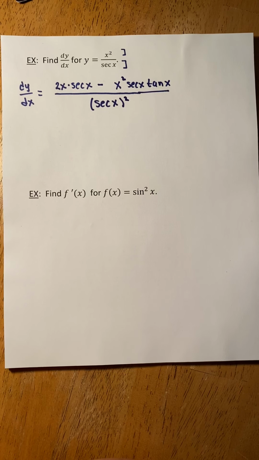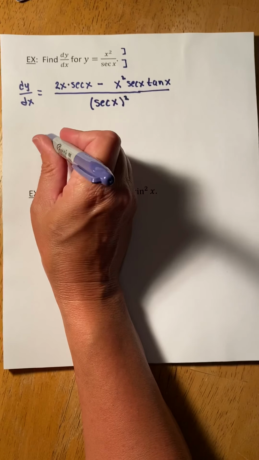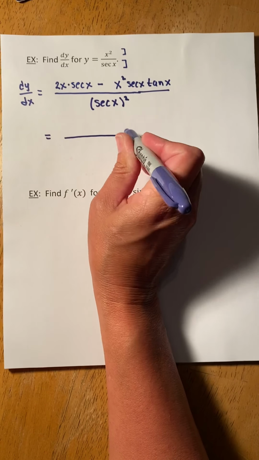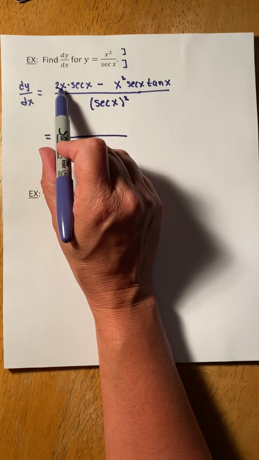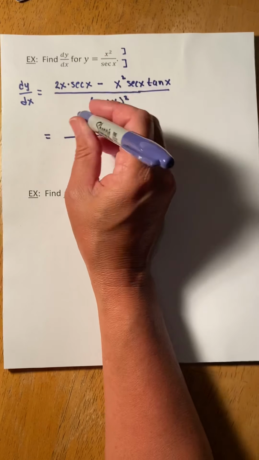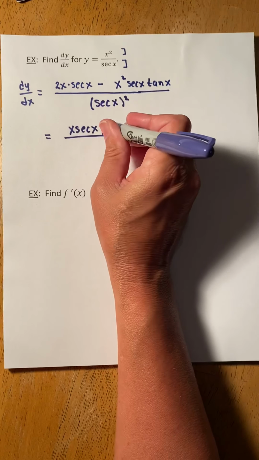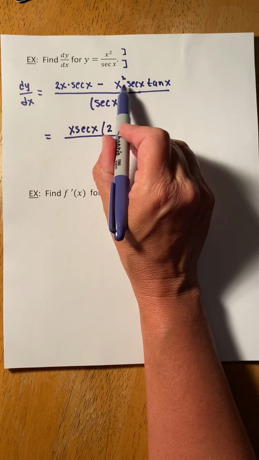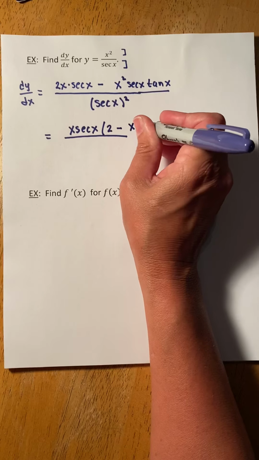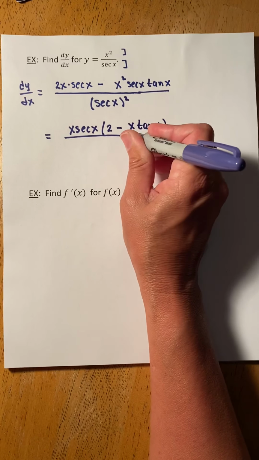Now this isn't incorrect, but we definitely can factor and do some canceling here. Notice the terms in the numerator share an x and they share a secant, so I'm going to pull an x and a secant out. And what's left is 2 minus, well, I took just the x and the secant out, so it's x and the tangent that are left in the second term.